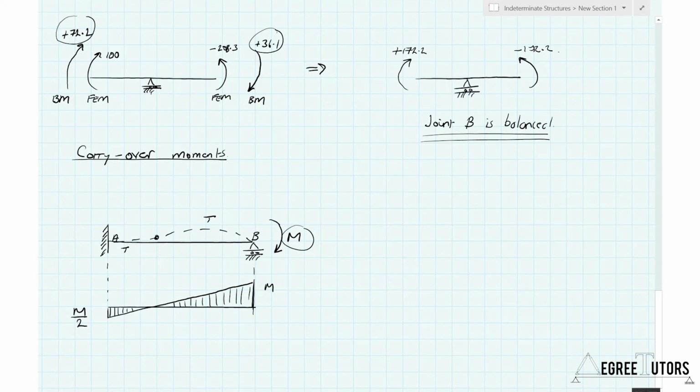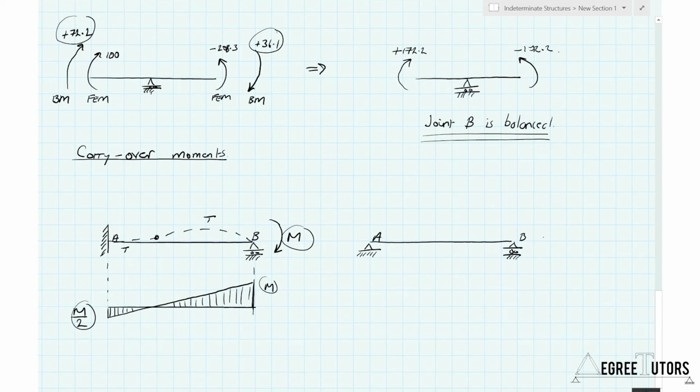So if the opposite end is locked, then if I apply M, I get a carryover of M over 2. So that's one situation. The only other situation is if I'm again a simple structure, but this time I have my roller on the right at B, that's fine. But instead of a fixed support, let's say I have a pin support at the opposite end, at A.